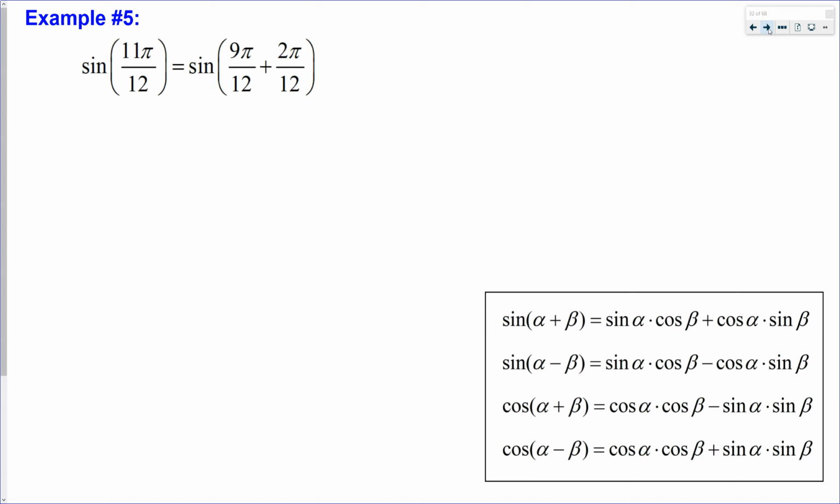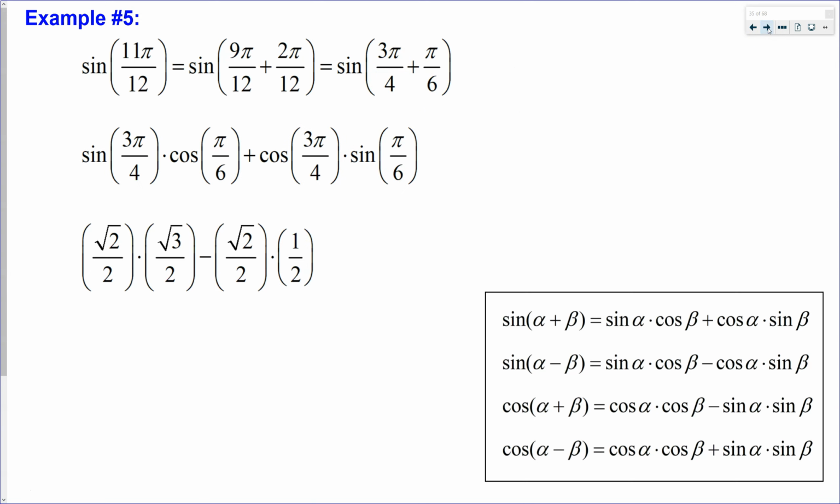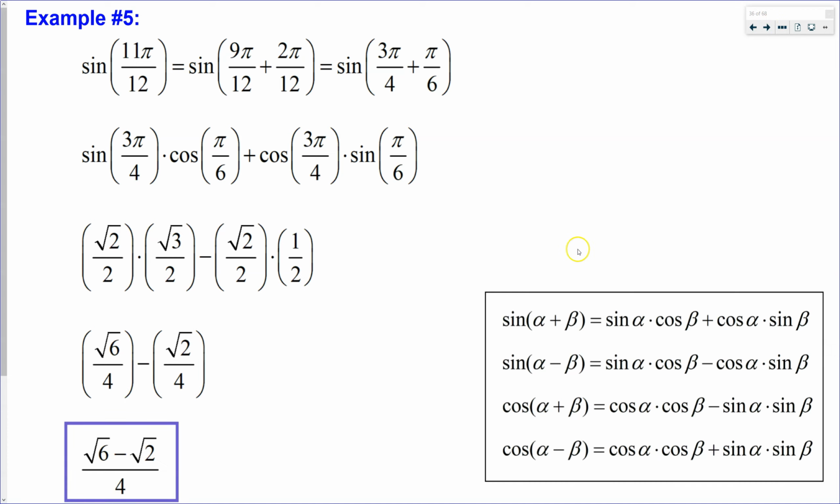I forget which one I did here. It looks like I did 9 plus 2, okay? And you'll notice the way this works is 9 over 12 will simplify, and 2 over 12 will simplify as well. And then all of a sudden I've got angles that are represented on the unit circle, and I can punch it through with the formulas just like always, and just work it through like normal. This is what we would get.